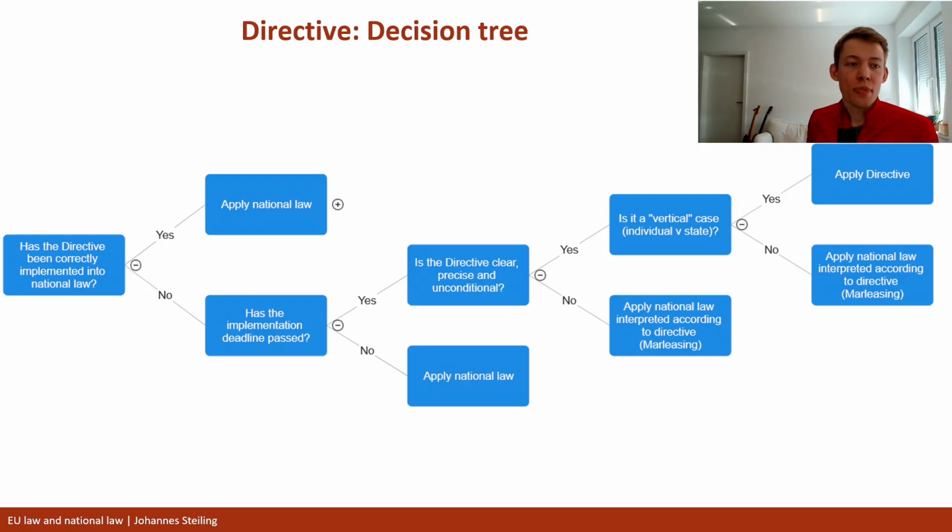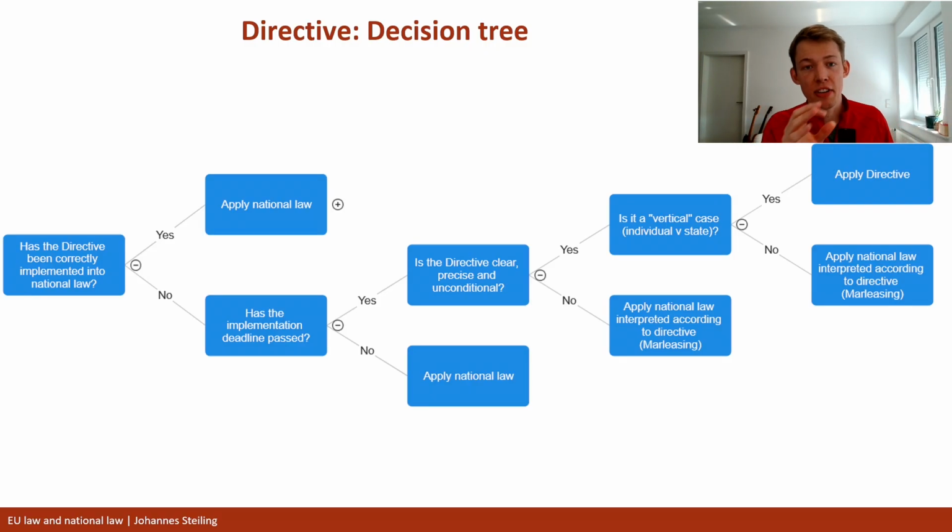And now we need to ask the following questions. Well, the first one is kind of about the conflict. So the first question with a directive we always have to ask is, has the directive been correctly implemented into national law? Well, if it has, then actually we don't have a conflict, right? Because if the directive has been implemented into national law correctly, then there's no conflict between EU law and national law because we just apply national law. So no primacy, no need to interpret, right? No need to disapply, we just apply national law, right?